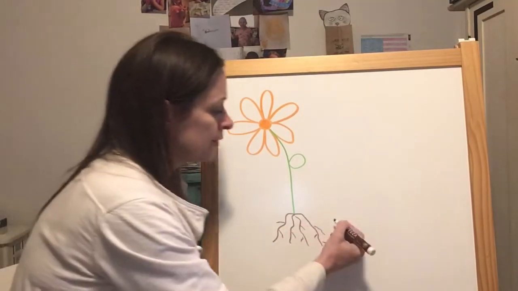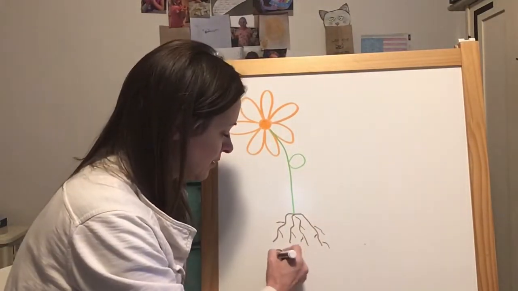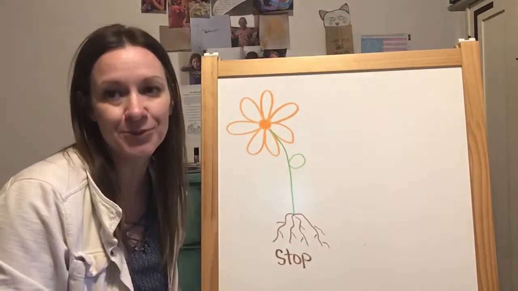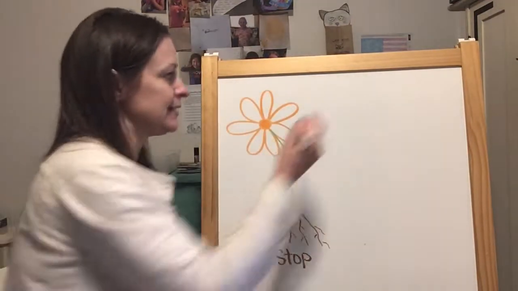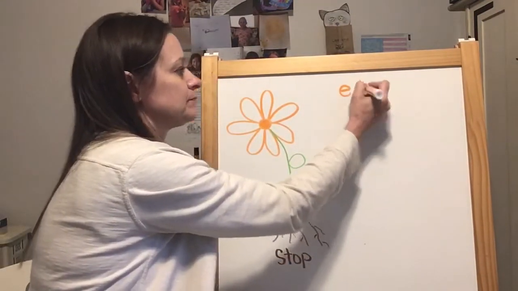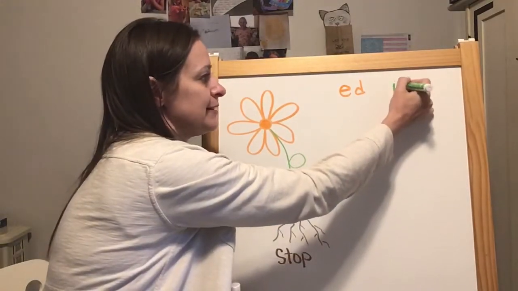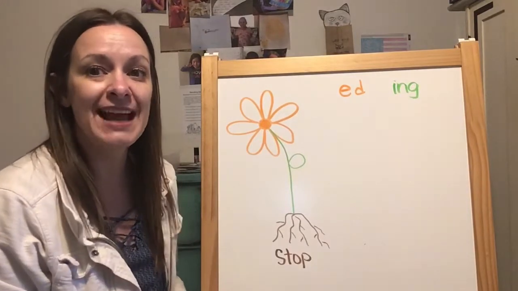So a root word, like let's use the root word stop. We can't really have an ending without our root word, right? And we have some endings, like let's use the ending ed and the ending ing. Those are the endings we've been focusing on this year and the ones that we will be focusing on today.